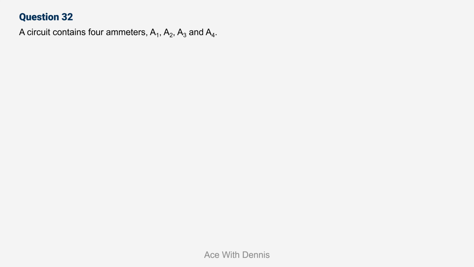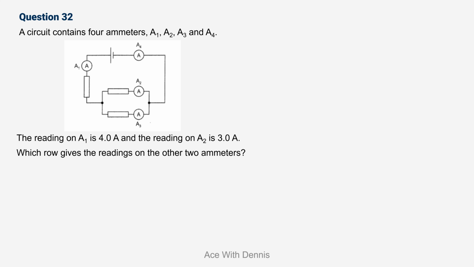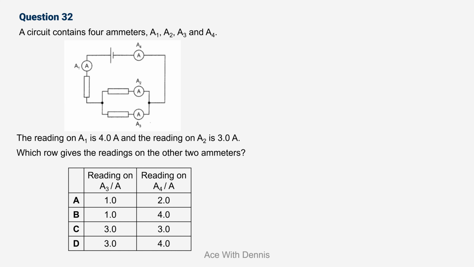Question 32. A circuit contains 4 ammeters A1, A2, A3, and A4. So here is the circuit. The reading on A1 is 4.0 amps and the reading on A2 is 3.0 amps. Which row gives the readings on the other 2 ammeters? So here are the options. For the reading on A3, it is either 1.0 amp or 3.0 amps, and for the reading on A4, it is either 2.0 amps or 4.0 amps.